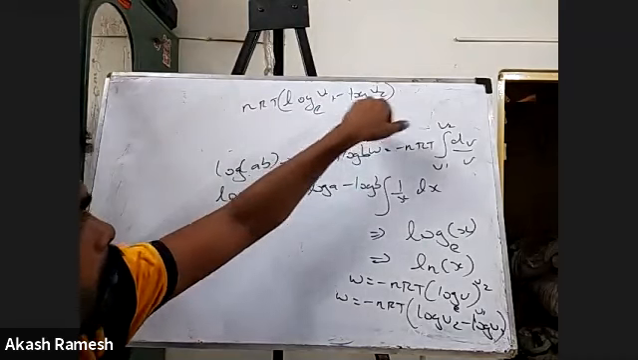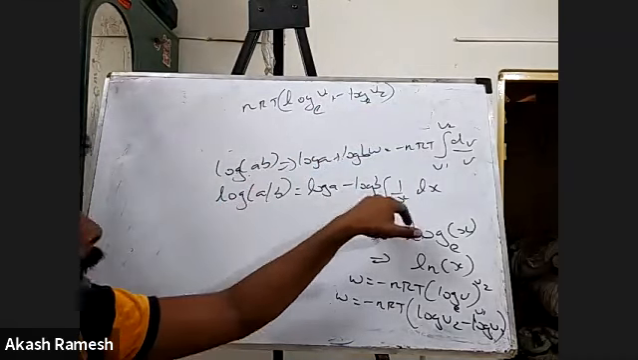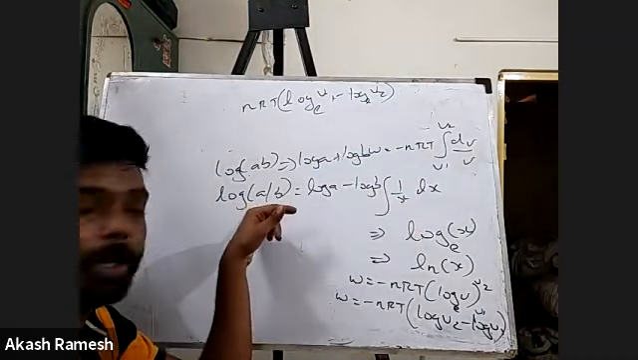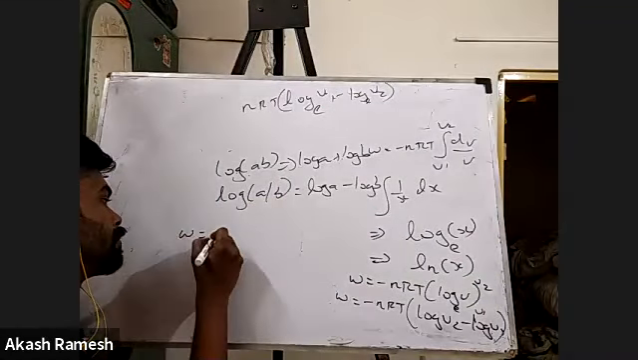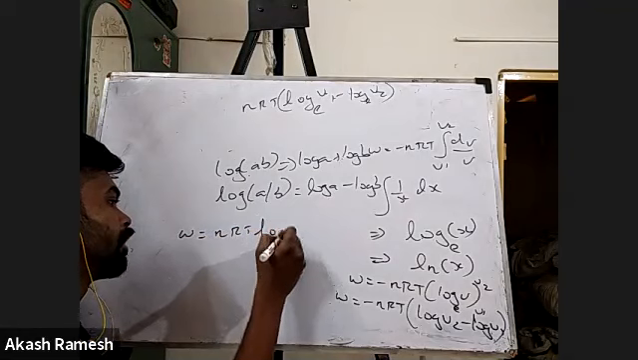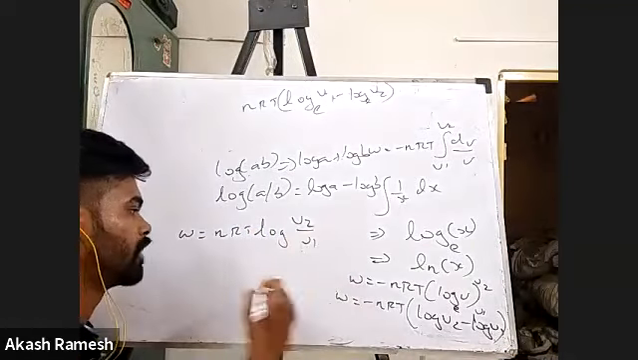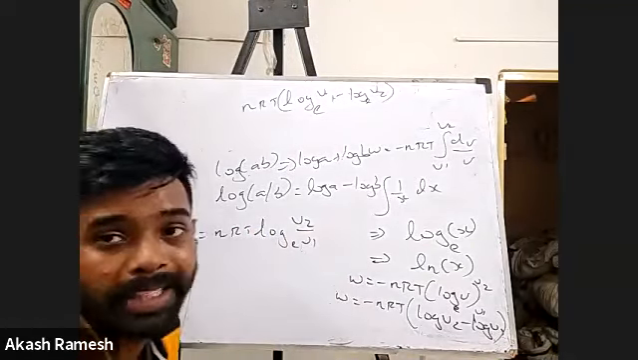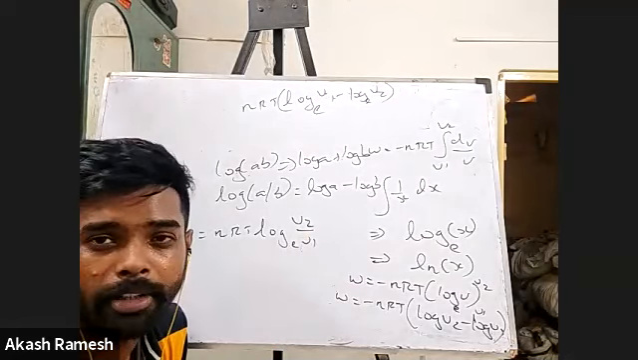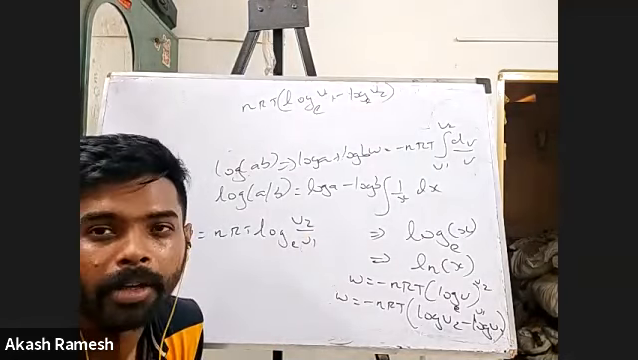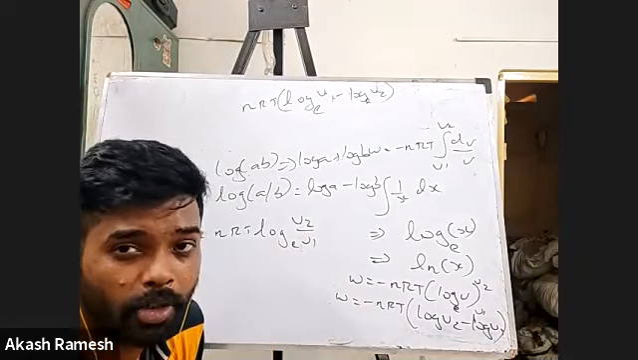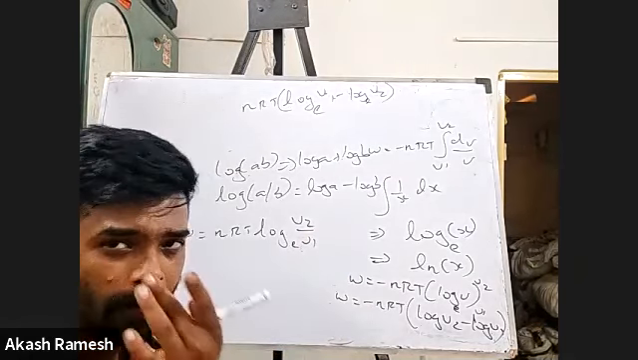Now I have log V1 minus log V2. I told you log A minus log B will be equal to log of A by B, right? So I have W equal to nRT log of V1 by V2, and still it is to the base e. Generally we don't deal with log to the base e. We deal with log to the base 10. So how will you convert log to the base e to log to the base 10? I think I told you. Did I tell you?